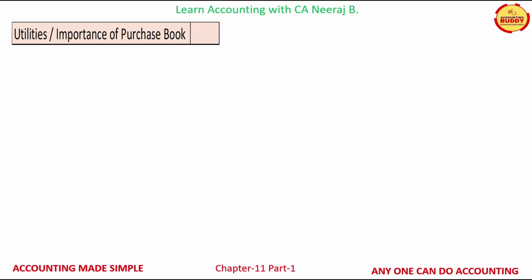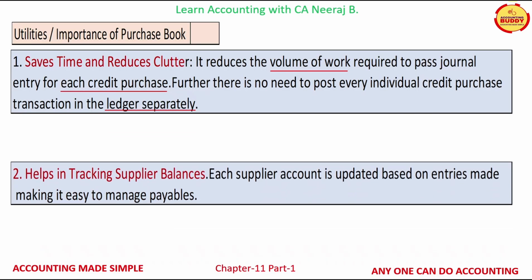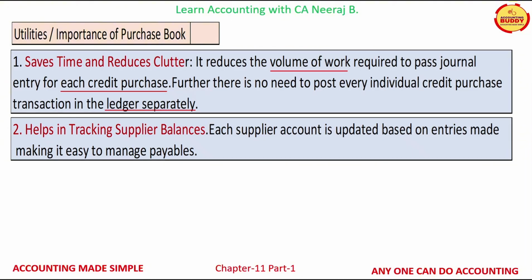Let us understand the utilities and the importance of purchase book. It saves time and reduces clutter. It reduces the volume of the work required to pass journal entry for each credit purchase. Further, there is no need to post every individual credit purchase transaction in the ledger separately. It helps in tracking supplier balances. Each supplier account is updated based on the entries made, making it easy to manage payables.